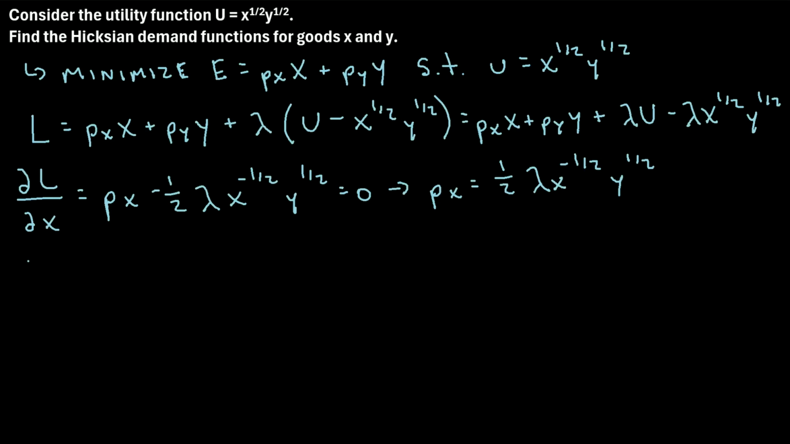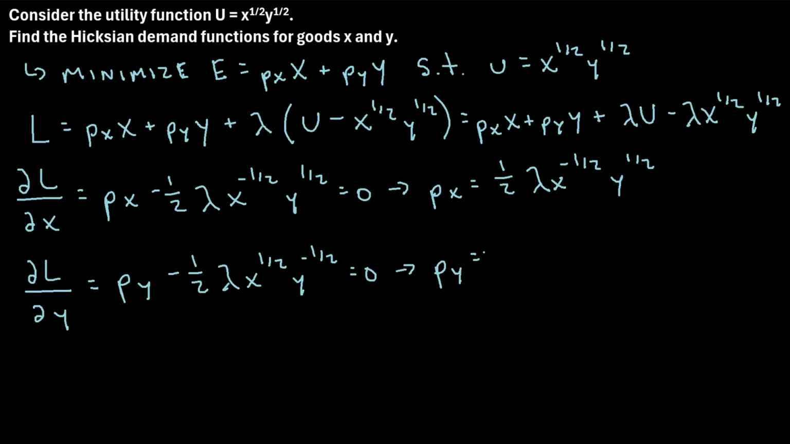Then we repeat that process and find the derivative of the Lagrangian with respect to y. We get the price of y minus 1/2 times lambda x to the 1/2 times y to the negative 1/2. We also set that equal to 0 and solve for the price of y, moving this whole quantity to the right-hand side. So the price of y is equal to 1/2 times lambda, x to the 1/2 times y to the negative 1/2.